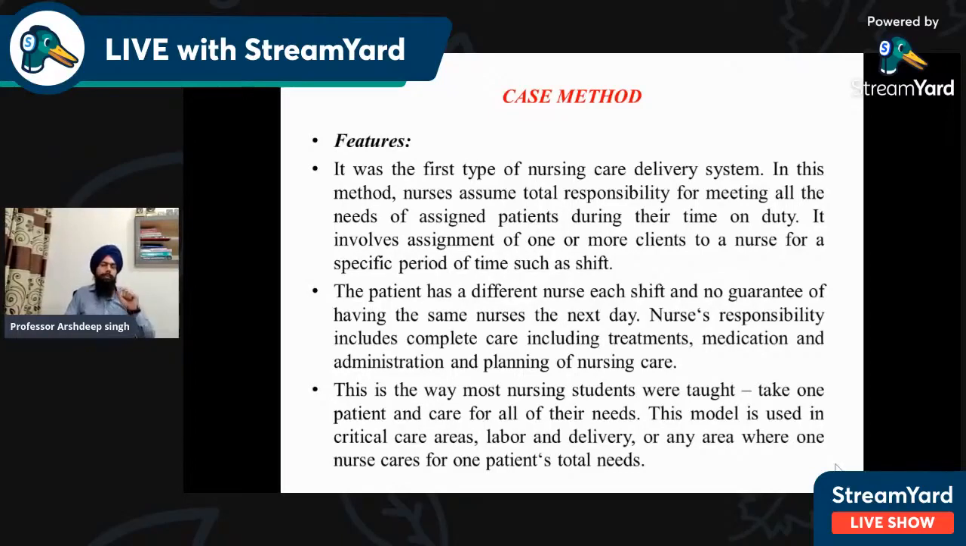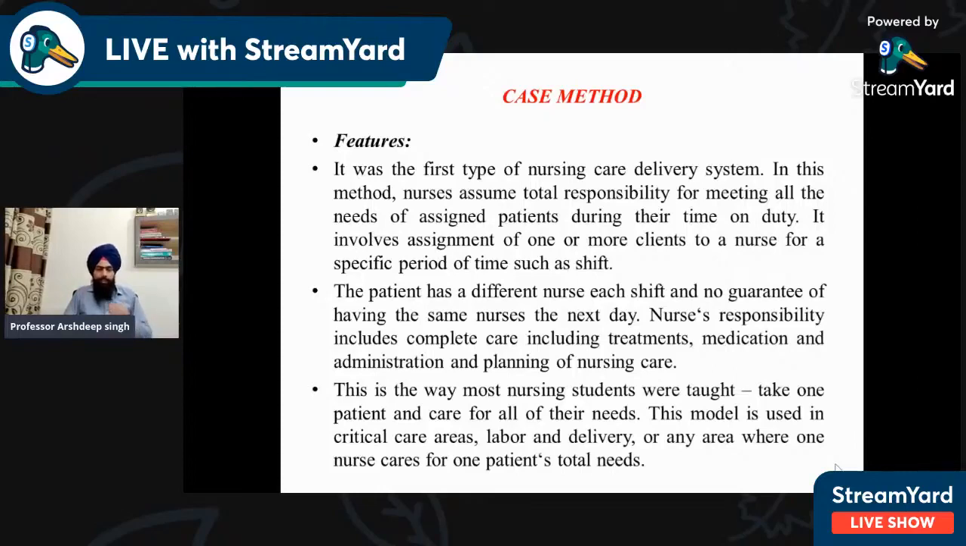So it is clear from the name, case method. That means the number of nurses might be single, or two or three, it might be any number. So the nurses will be responsible for a single person or patient, and for each and every care that is to be provided to that specific patient. So those health professionals, the nurses, will be responsible.